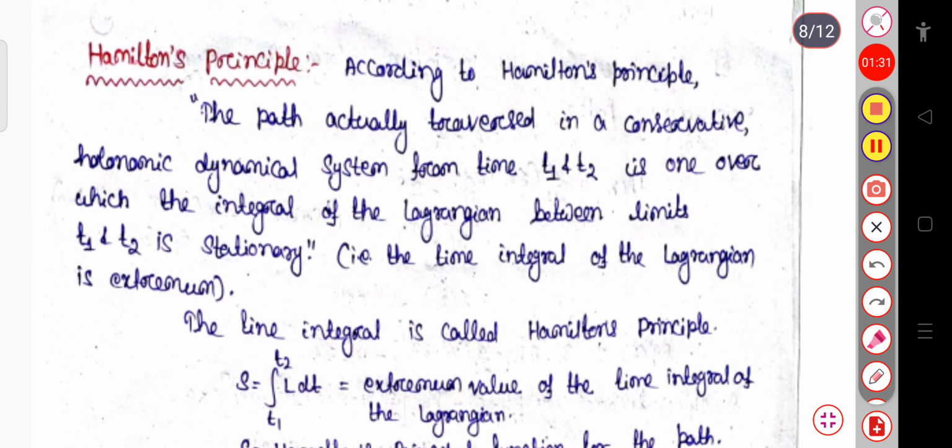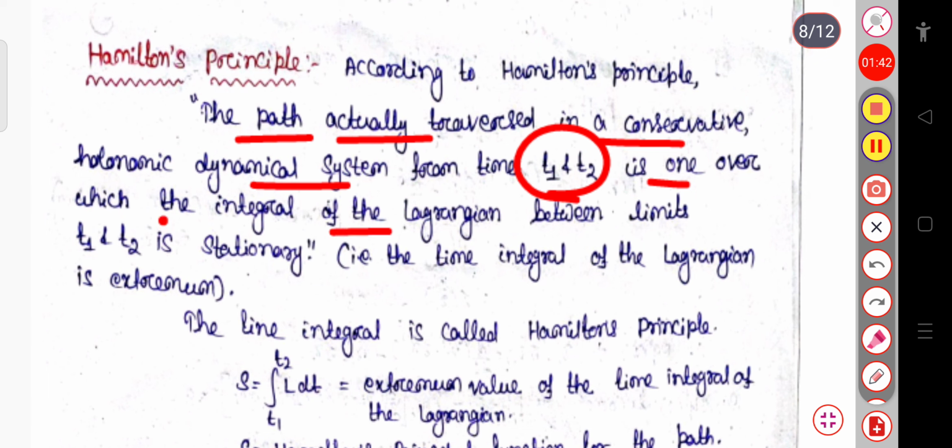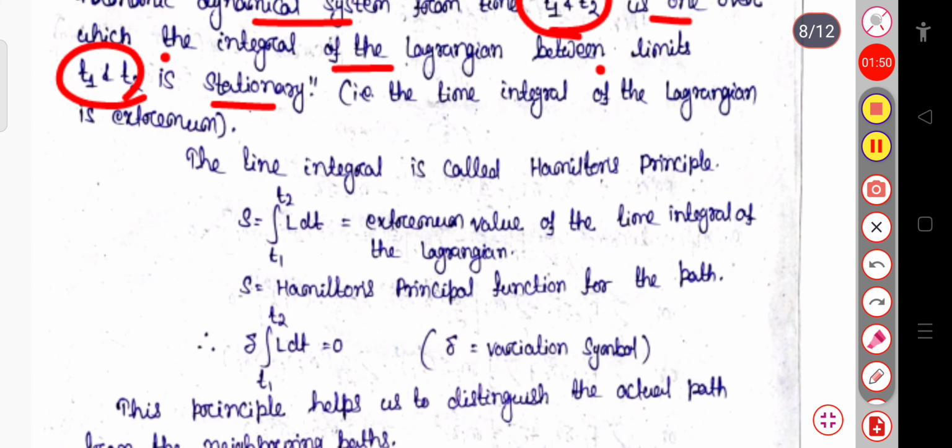According to Hamilton's principle, the path actually traversed in a conservative holonomic dynamical system from time t1 to t2 is one over which the integral of the Lagrangian between the limits t1 and t2 is stationary. Simply, this is S equal to the integration of L dt, that is t1 to t2. It has the extremum value of the time integral of the Lagrangian, and here S equal to the Hamilton's principal function for the path. So this S represents the Hamilton's principal function.